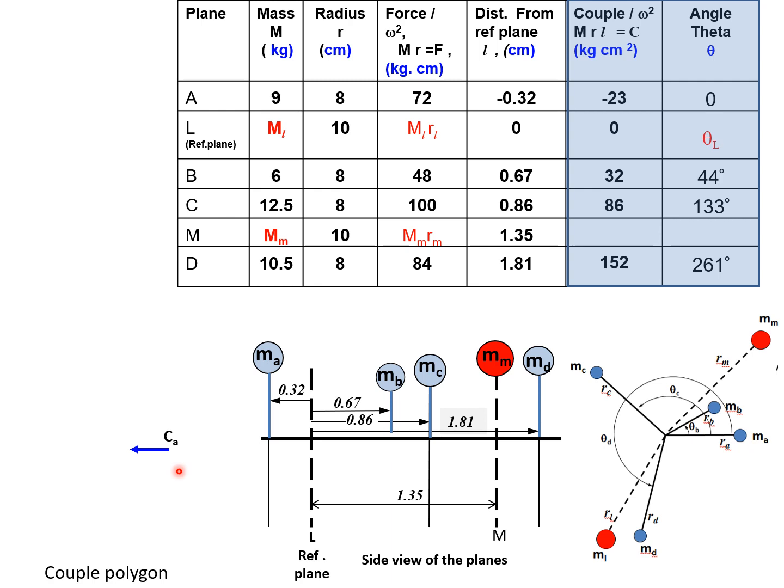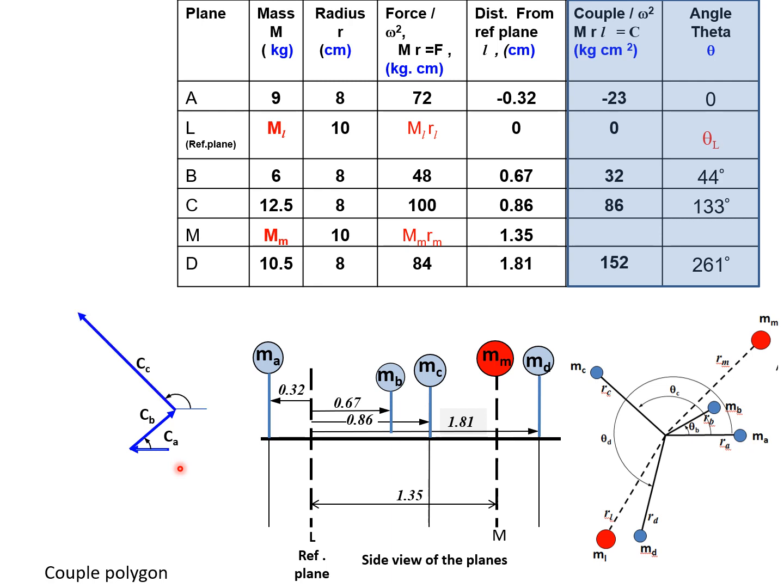Then my next vector will be L vector. We ignore it, we skip it because it is 0. We go to the vector B. Vector B is 32. So we select a suitable scale and draw a line which corresponds to 32 length, and the angle is taken as 44 degree from horizontal, measuring in the counterclockwise sense.